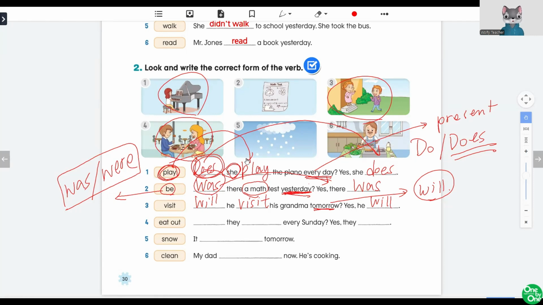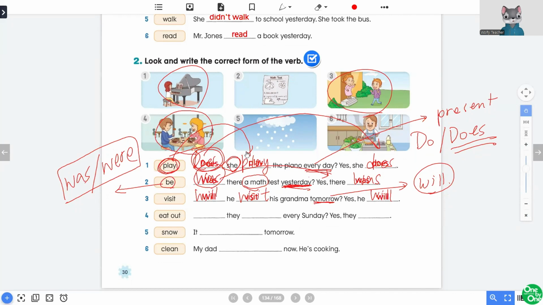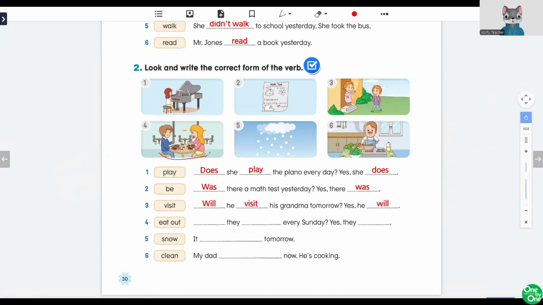Number 4. 바깥에서 우리 데이트하는구나. 그럼 여기서 어떻게 써야 되는지 한번 볼까? So, they're eating out. 바깥에서 먹는 거니까 우리 뭐라고 얘기해야 되지? This is every Sunday. 계속 반복적인 거 얘기하니까 it has to be in the present tense. So, we need the do because of the subject. Do they eat out? Remember, does를 쓰면 무조건 we need the original verb. Now, do they eat out every Sunday? This is a question. Yes, they do is the correct answer.